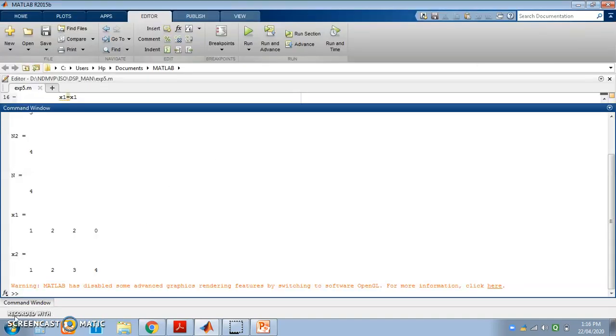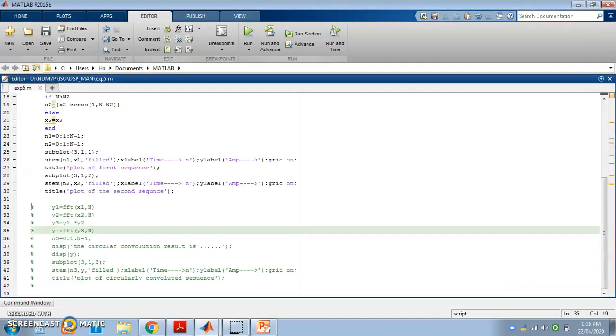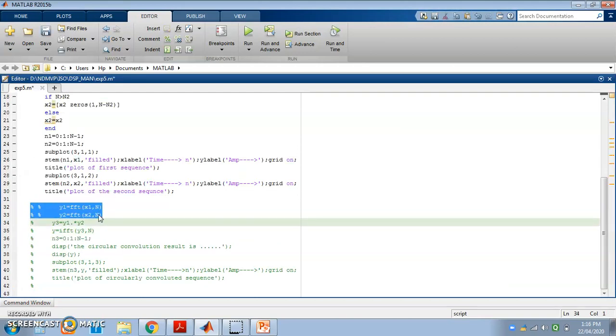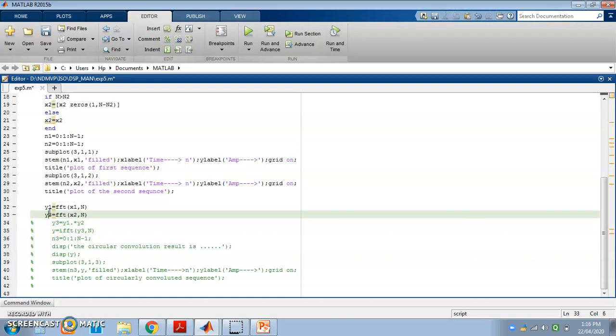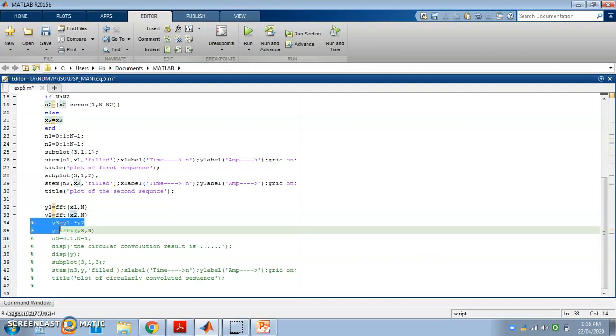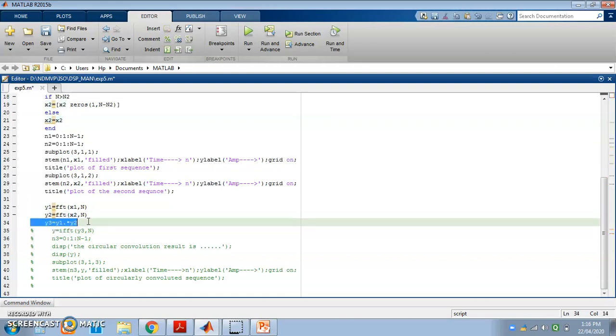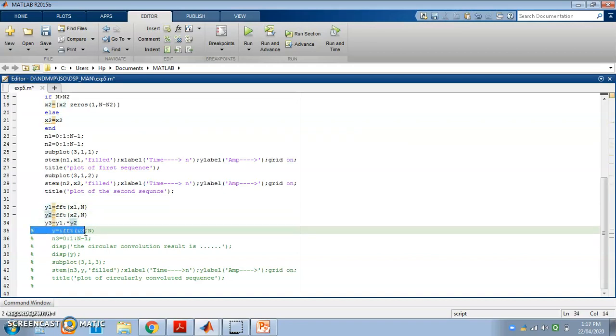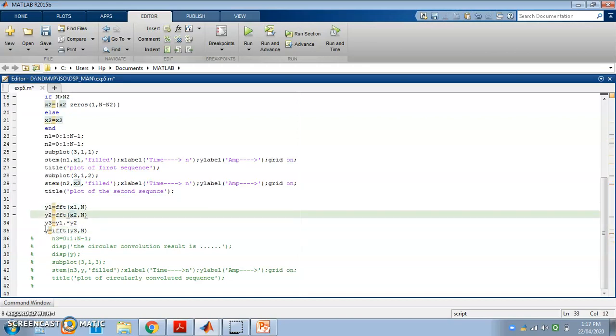Now the next task is to find the DFT of the first sequence using the FFT command, and the DFT of the second sequence, again using the FFT command. So y1 and y2 are the DFTs of the first sequence x1 and the second sequence x2. Then they are multiplied with each other, and I have the DFT of the circularly convolved signal. If I take its IDFT, I get the circular convolution between the sequences x1 and x2, noted as y.